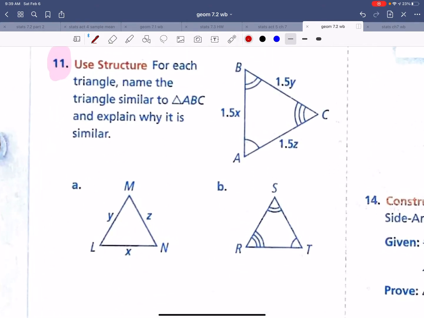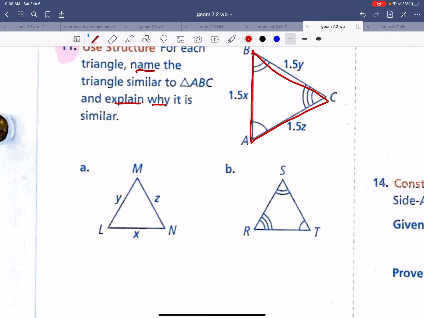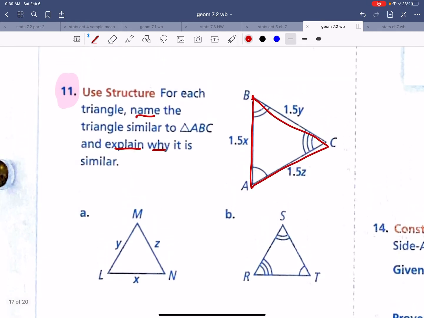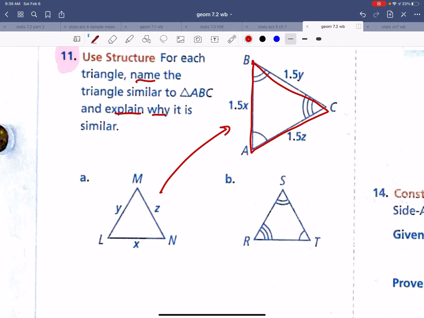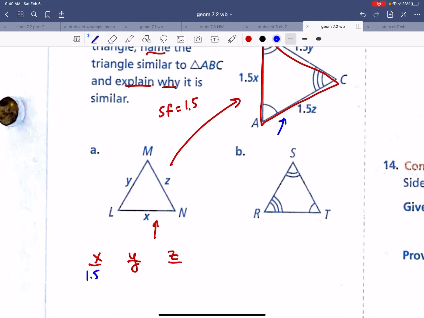So number 11 says, for each triangle, name the triangle similar to ABC. Okay, name it and explain why. So we notice it looks like this one has a scale factor of 1.5 because it looks like they just multiplied 1.5 times each number. So I'm going to assume this one's my small one, right? So I'll order the sides. I don't know which one's least to greatest, but I'll just order them X, Y, and Z. And now I'll order these. So 1.5X, 1.5Y, 1.5Z. And set these equal.